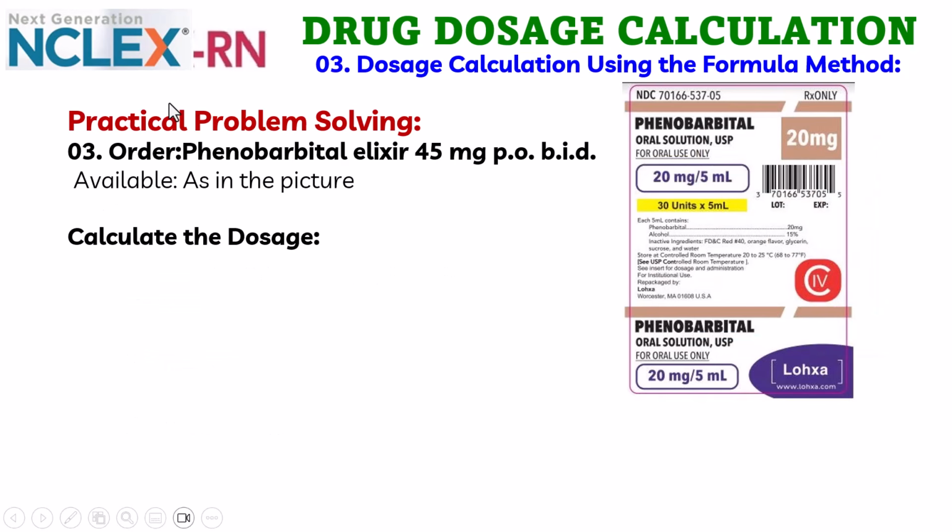The final question. Order is phenobarbital 45 milligram per oral BID. Available is as shown in the picture. So please calculate the dosage and leave it in the comment section.